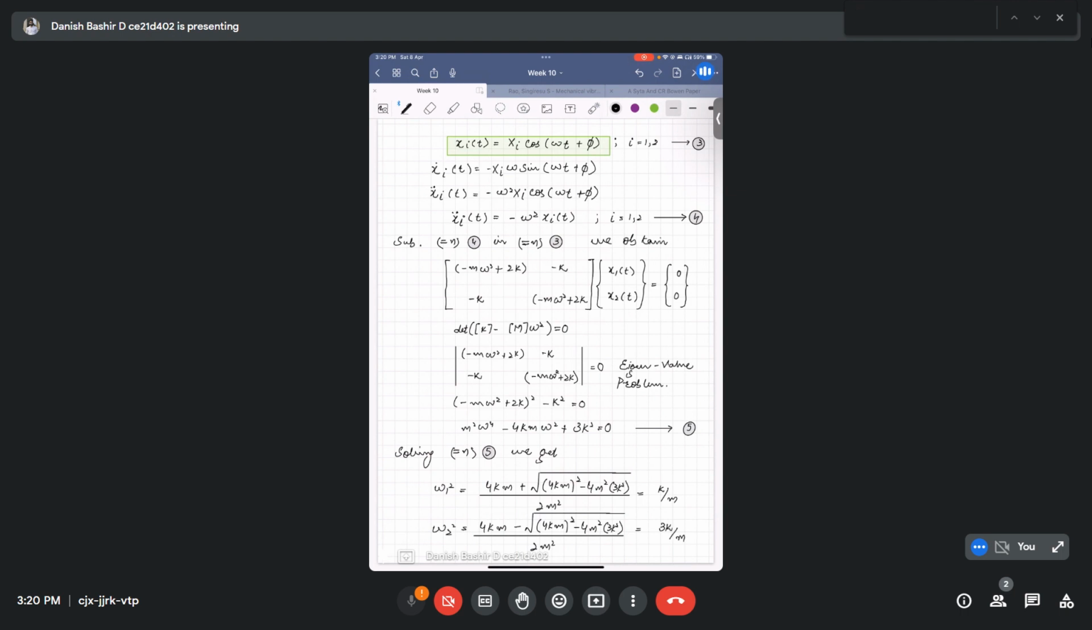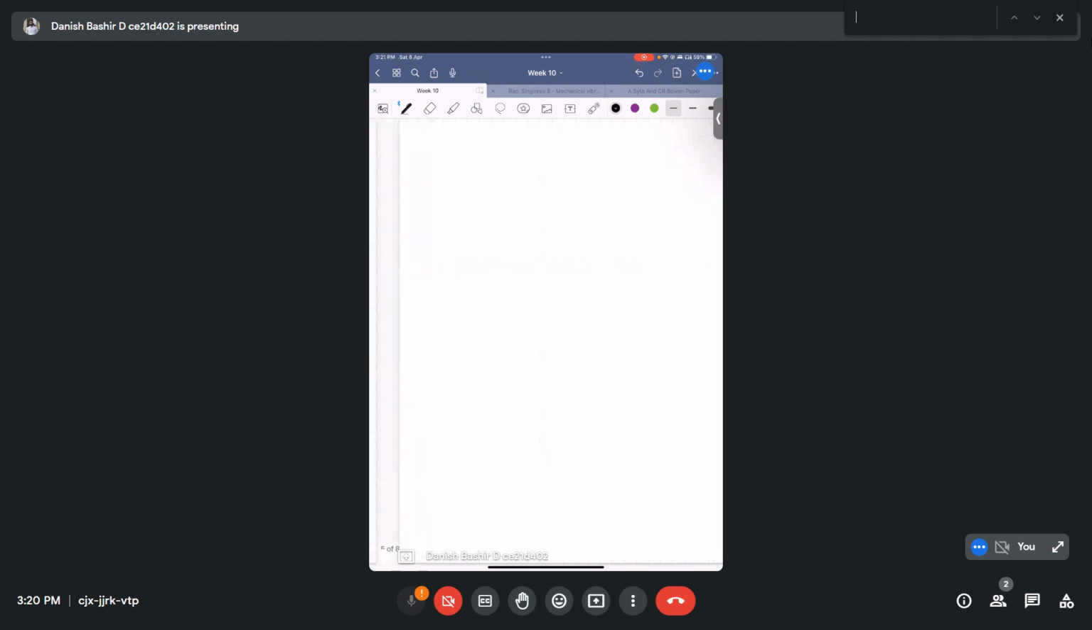So the two natural frequencies we obtain are omega 1 equal to root of k by m, and omega 2 equal to root of 3k by m. These are the two modal frequencies. Since there are two degrees of freedom, there will be two modal frequencies. What is happening to this?